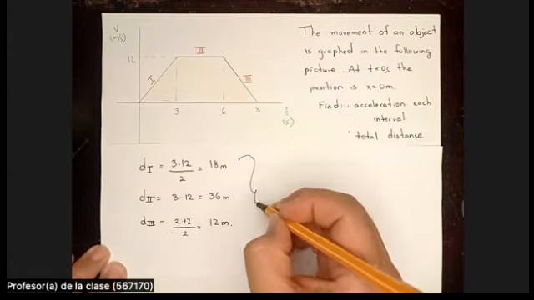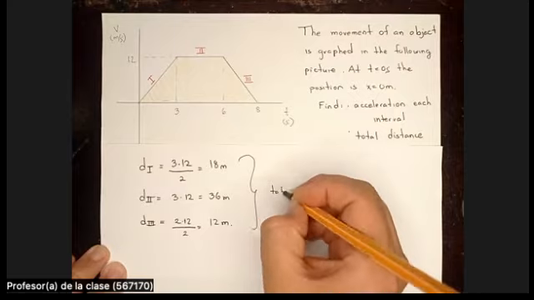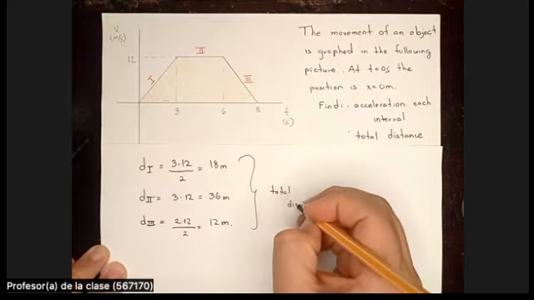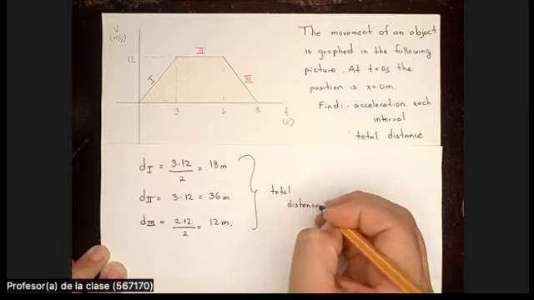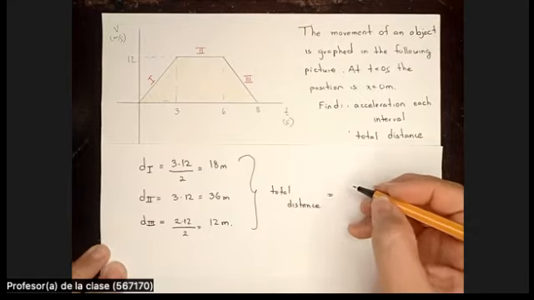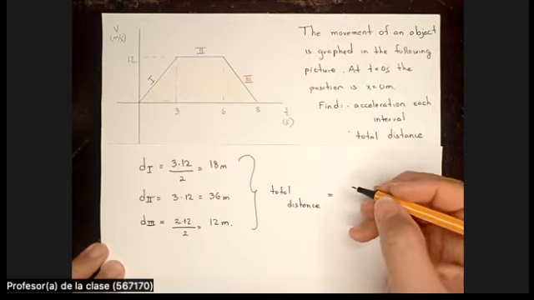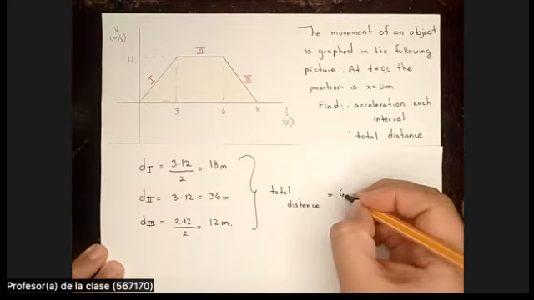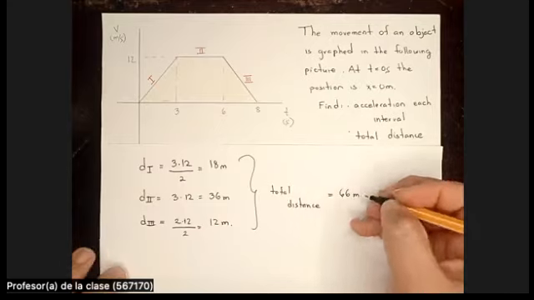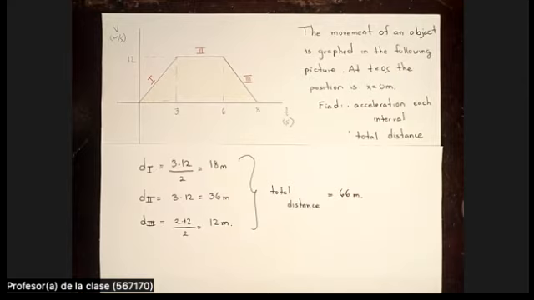So the total distance will be 18 plus 12, that will be 30, plus 36, 66 meters. Yeah, that's the total distance that the object moves. Okay, excellent.